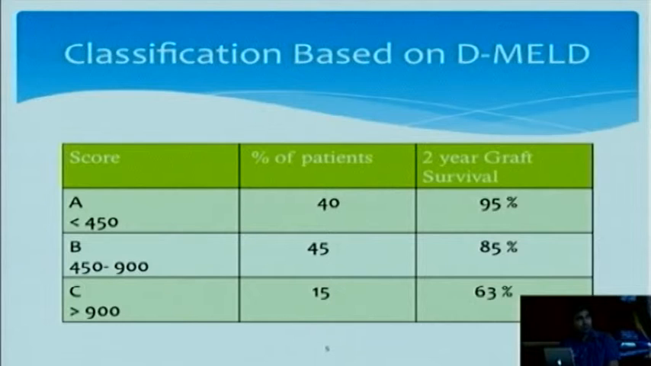So going on to these classes A, B and C. Class A had about 40% of patients, B had 45% and C had 15%. You can clearly see that A had the best 2-year graft survival, about 95%, and C had the lowest 2-year graft survival, about just 63%.